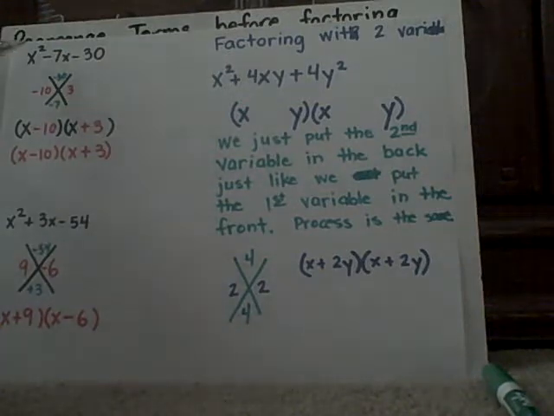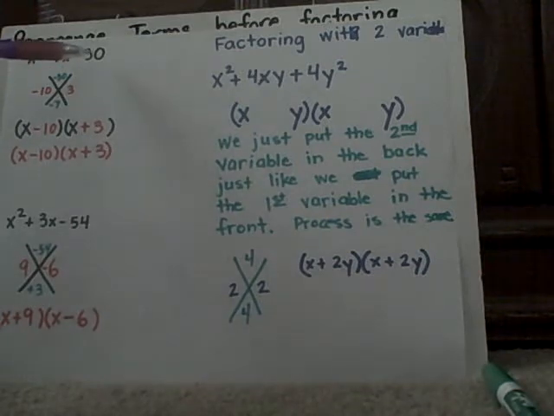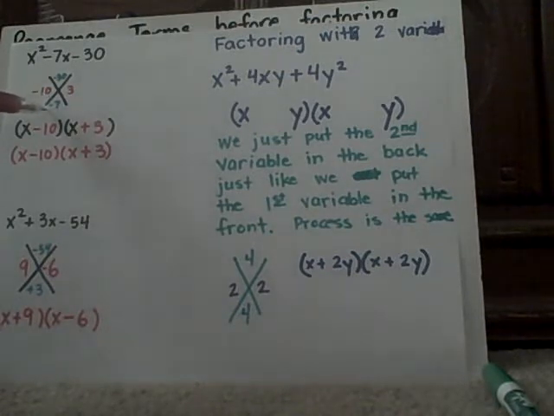Next example is x squared minus 7x minus 30. Again, we have to remember the integer rules. If I have a negative product, that tells me that one of the numbers is negative and the other is positive. So again, thinking of the numbers that multiply to get negative 30, and add to get a negative 7, I think of the factors of 30.